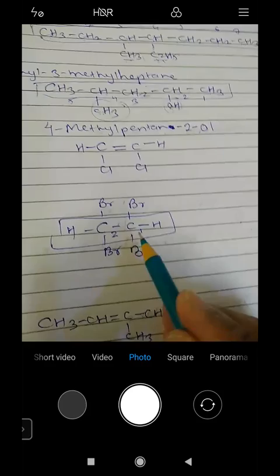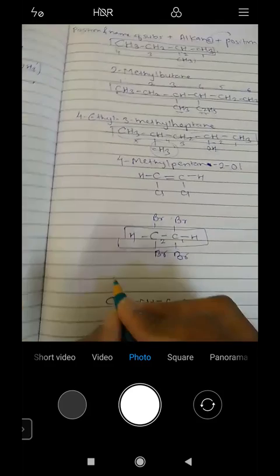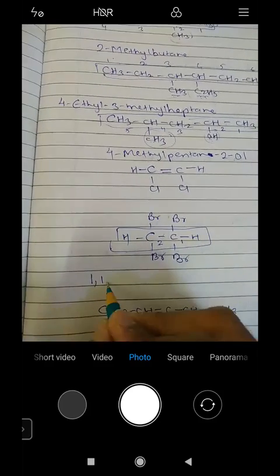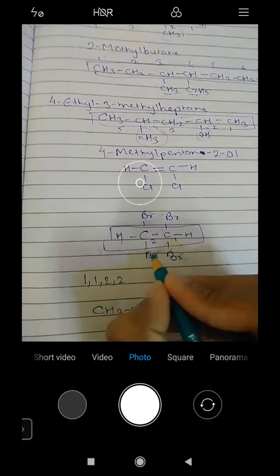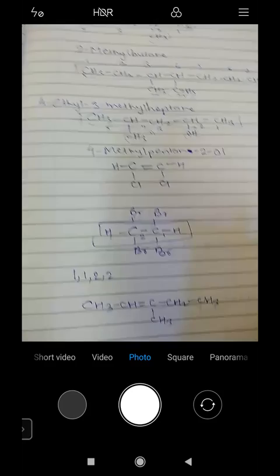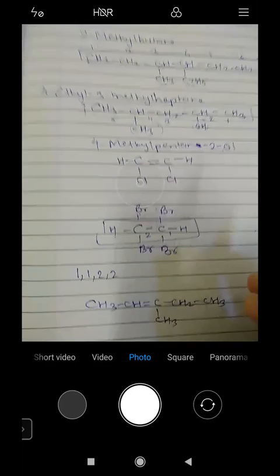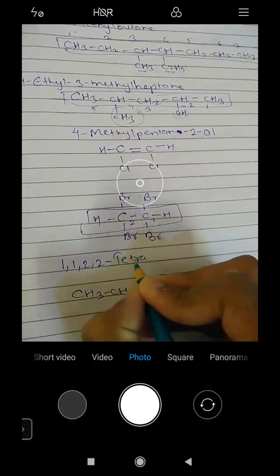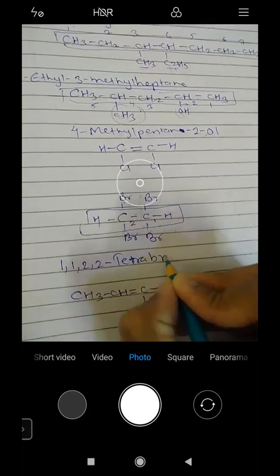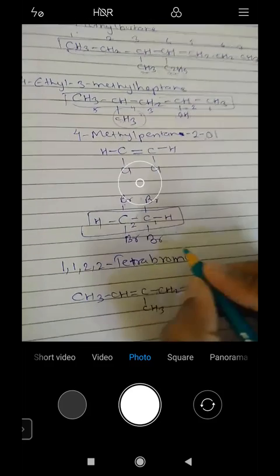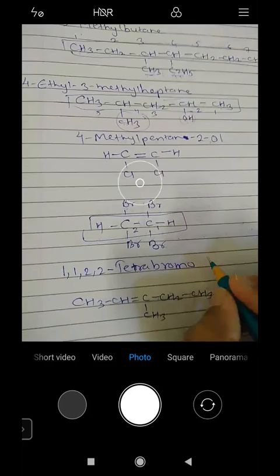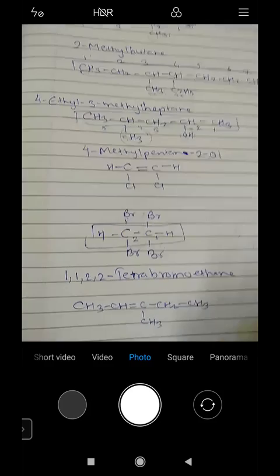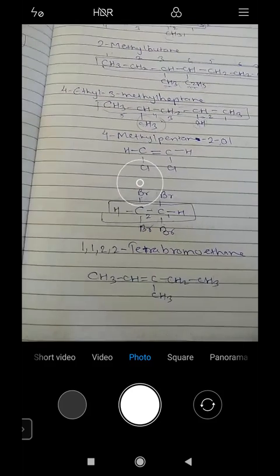So we will write the positions of this bromo group: 1,1. ये 1 पे ये भी है, 1 पे ये भी है. So 1,1, 2,2. This 2 पे ये भी है, 2 पे ये भी है. Means 4 Br are on 1,1, 2,2. How many Brs are there? 4 means tetra, Br means bromo. Tetrabromo. How many carbons? 2 carbons are there. 2 carbon means ethane. So the name of this compound will be 1,1,2,2-tetrabromoethane.